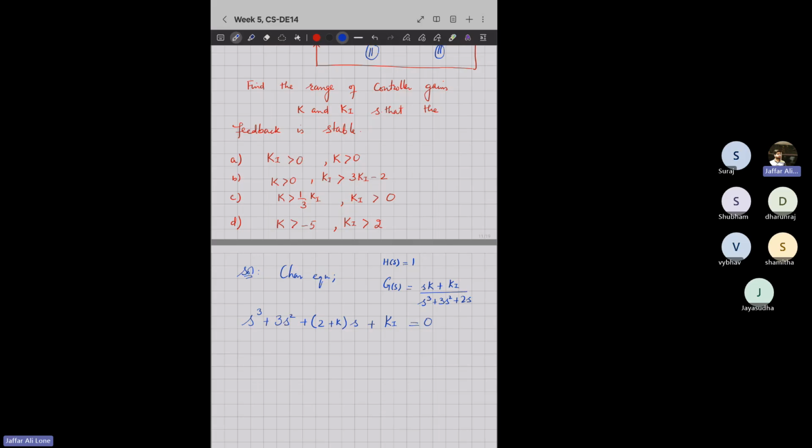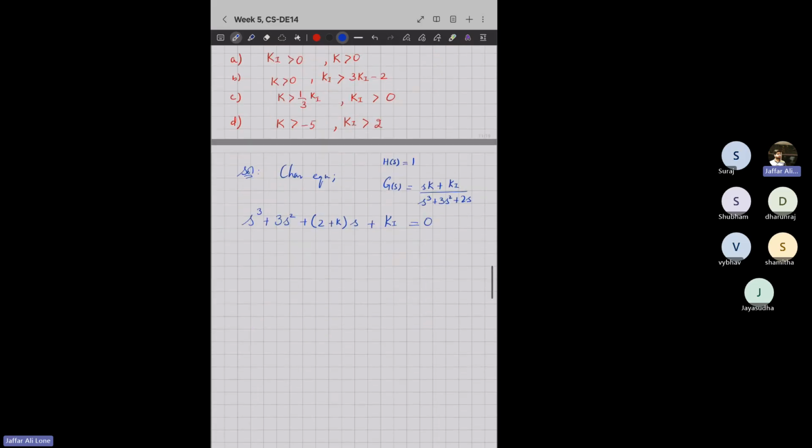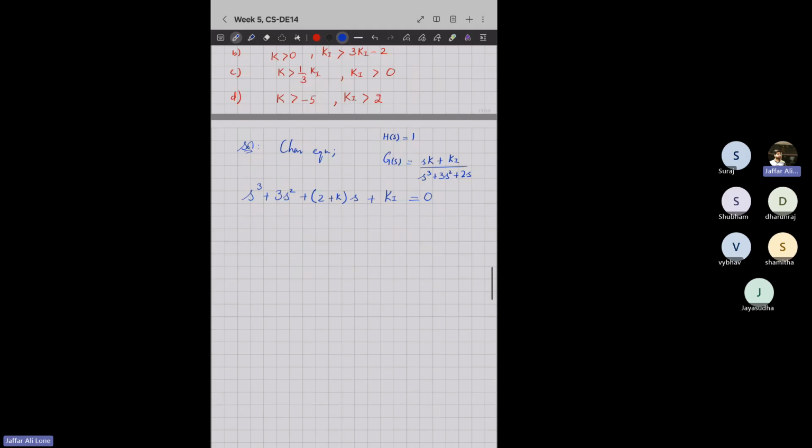Now again, let's solve it. Let's make the RH array, Routh array. So I'll write s cube, s square, s1, and s0. My first element, of course, 1 and 2 plus K. My second element is 3 and Ki. Then it will be 6 plus 3K minus Ki, divided by 3. This will be 0, and here it will be Ki.